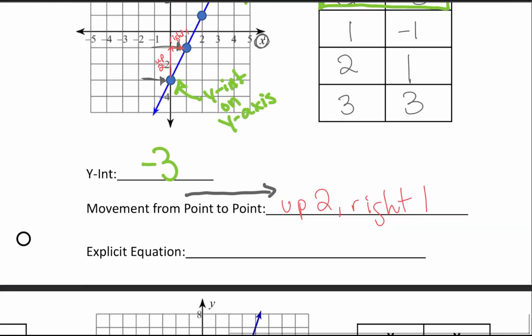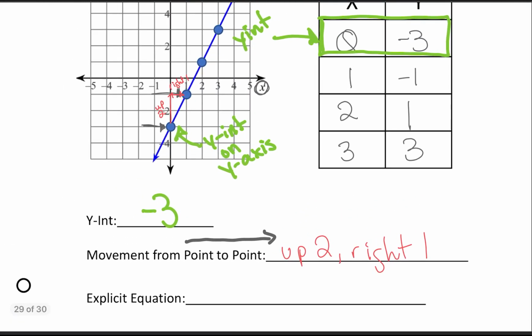Okay. Now if I look at my table here, as I go down my y sides, I'm adding by 2, right? 1 plus 2 is 3. That's how we know. And it's only adding or subtracting. If I go on my x's side, I'm adding by 1. Well, let's think about this.